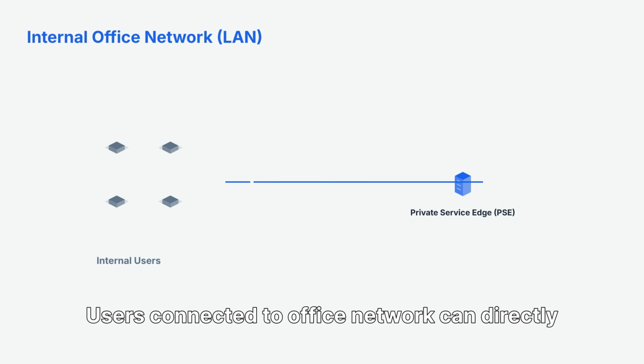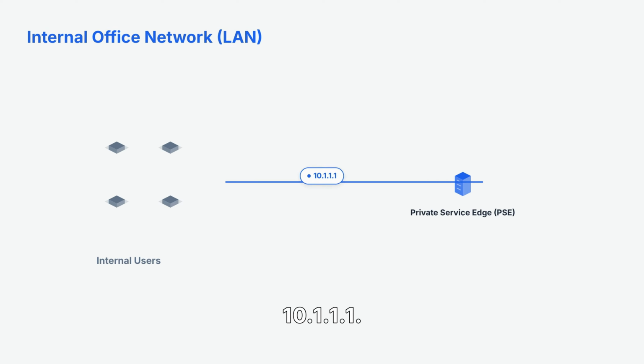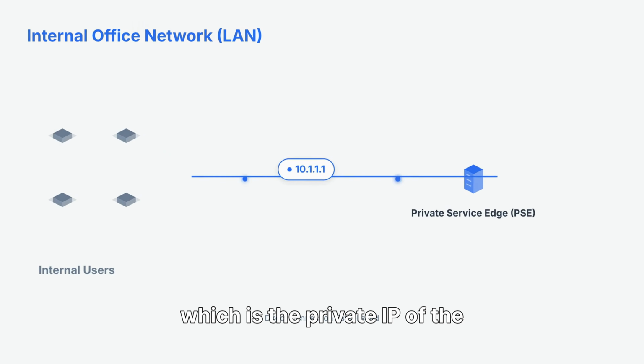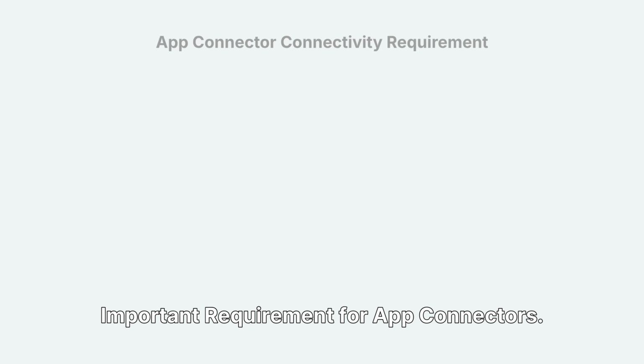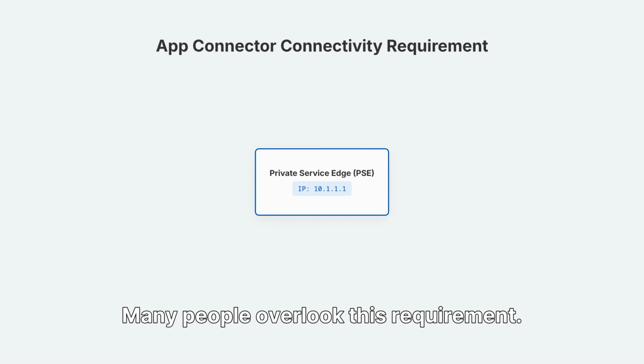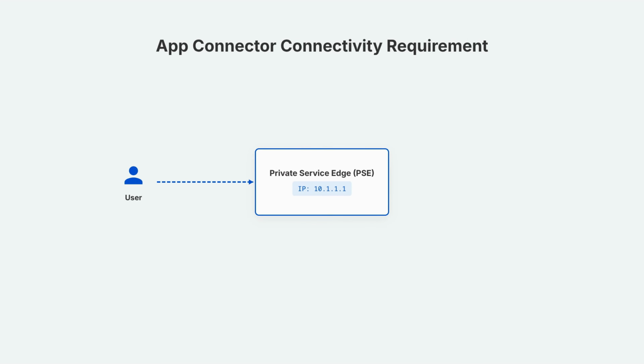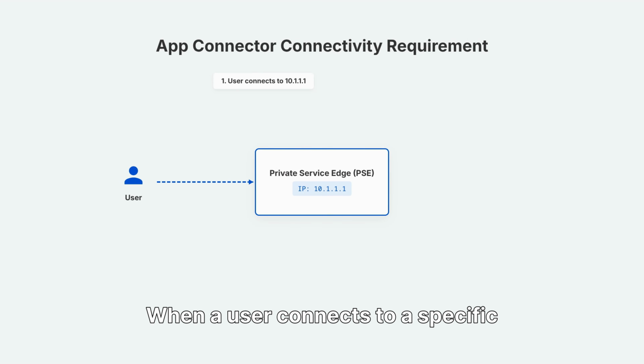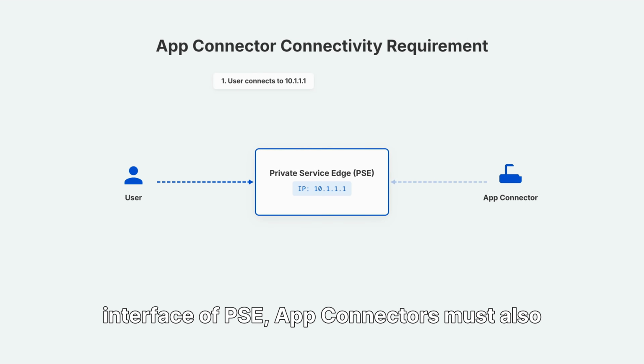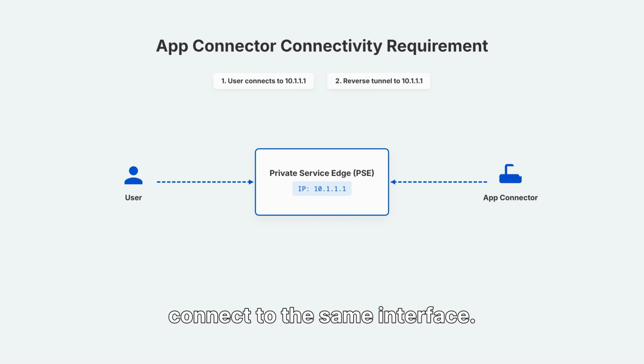Users connected to the Office Network can directly reach 10.1.1.1. In this case, ZCC connects to 10.1.1.1, which is the private IP of the PSE. Important requirement for app connectors. Many people overlook this requirement. When a user connects to a specific interface of PSE, app connectors must also connect to the same interface.